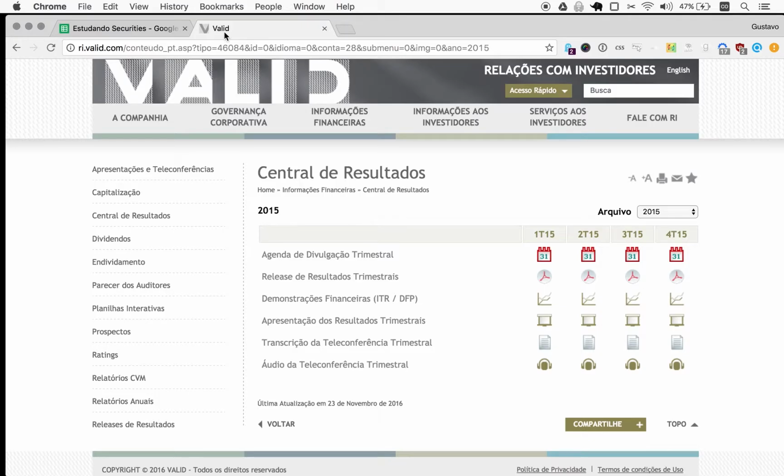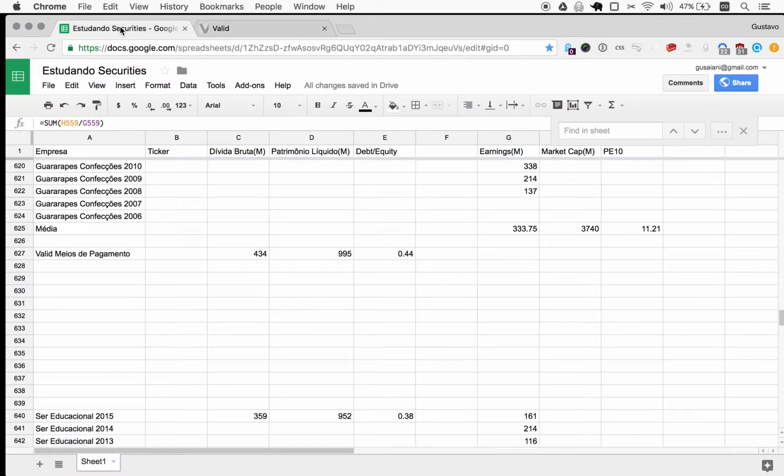In our last episode, we took a look at a company called Valid Soluções. It's a payment gateway, secure transaction company, and we were able to see that its debt over equity was within our acceptable range, which made us not discard the company as an investment possibility. So if you go here, our addition of debt divided by our assessment of equity came out to 0.44, which is close to but not above 0.5, which would be the top advisable ratio to pursue a company.